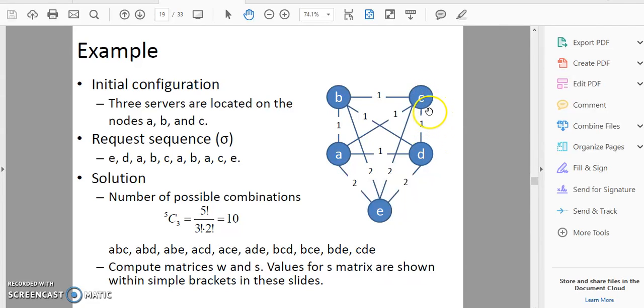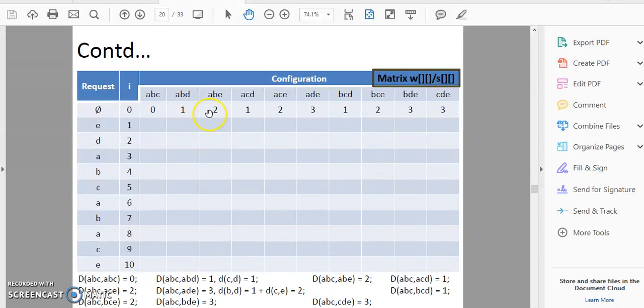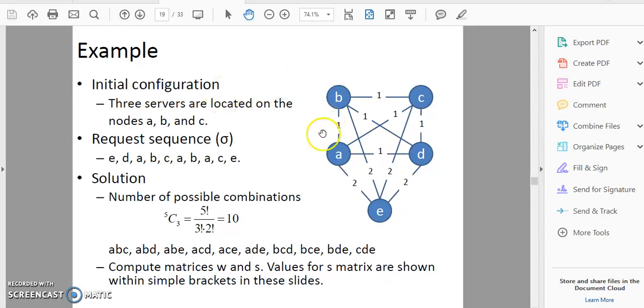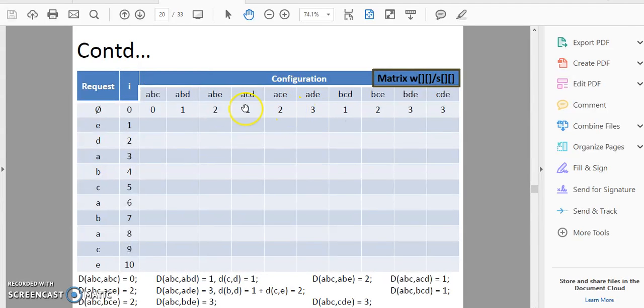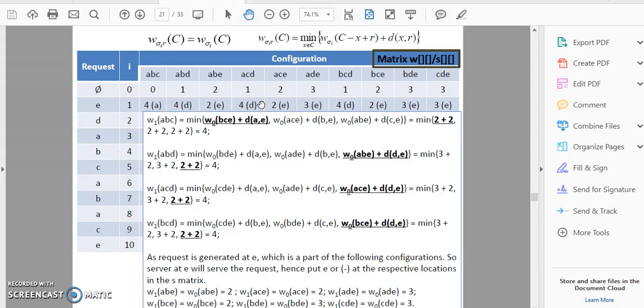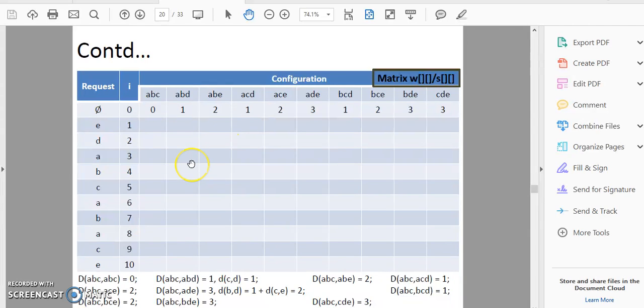And what is the cost of moving from C to D? It is 1. So here 1 is written. Suppose we want to fill this entry. What this implies is that we want to move from ABC to ABE. If we want to move from ABC to ABE, we only need to change C to E. So the cost of it is 2. Similarly, we can fill all of this row. Now moving towards the next row.